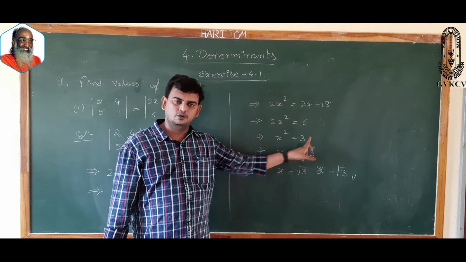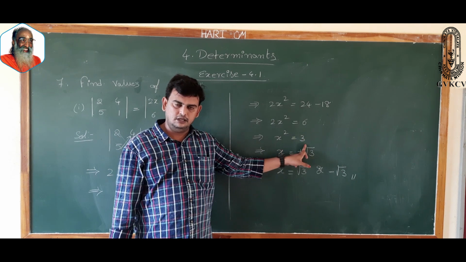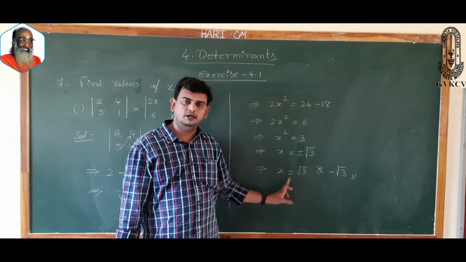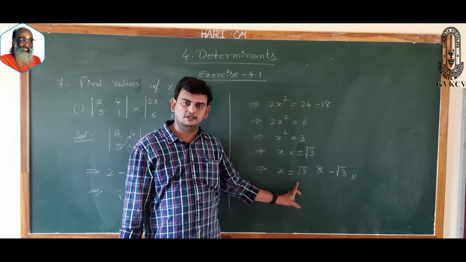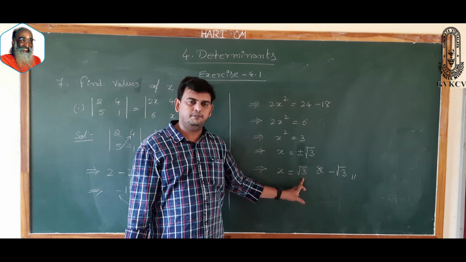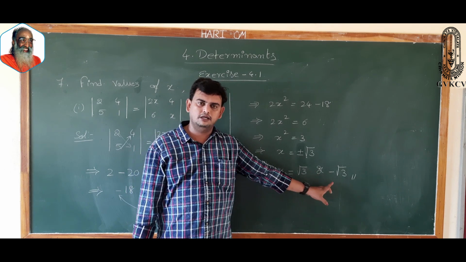2 is multiplying on one side, so we divide. x squared gives us 3. So x is equal to plus or minus square root of 3. Finally, x has two values, one is positive and another one is negative. So x may be plus root 3 or minus root 3.